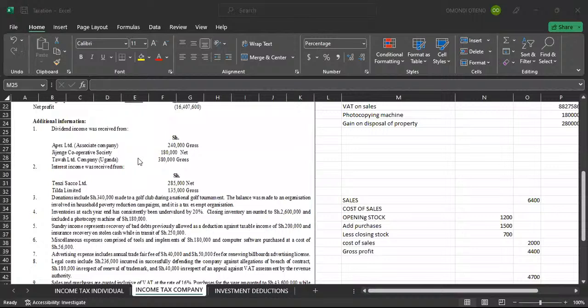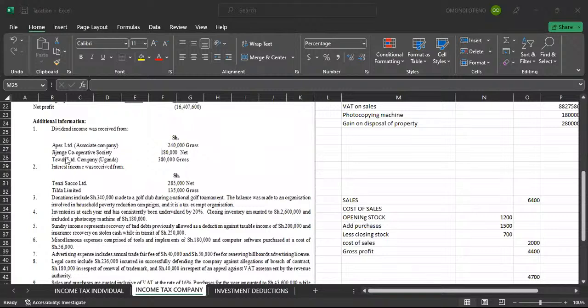Dividends from an associate company are taxed or exempted from taxation? Dividends from an associate company are exempted from taxation, and therefore this value is not going to be used anywhere in this particular question. We are not going to use it.